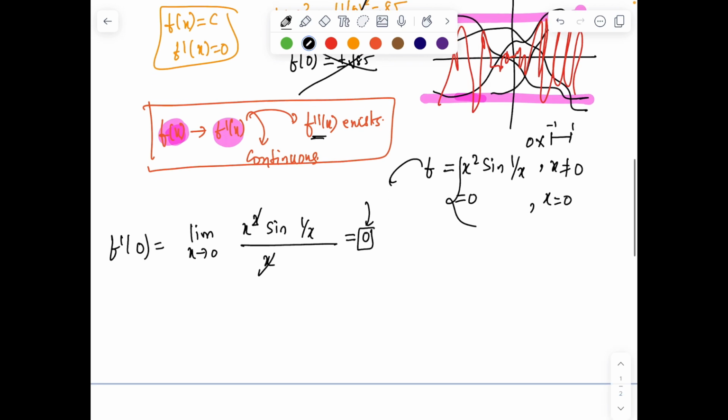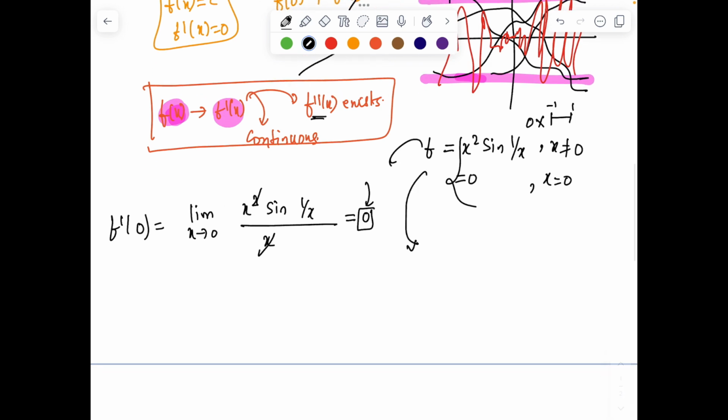Now is f dash continuous at x equal to 0? Let's check it. At x not equal to 0, I can definitely find its derivative. That will give 2x sine 1 by x, plus the derivative of sine 1 by x, which is cos 1 by x into minus 1 by x square, into x square. So this is the derivative for x not equal to 0. Now I know f dash at 0 will give 0 as the answer.